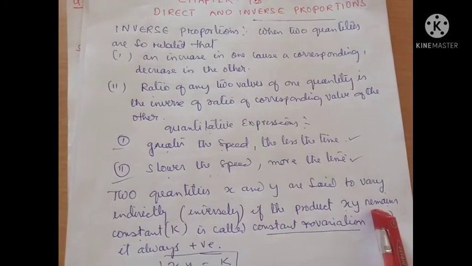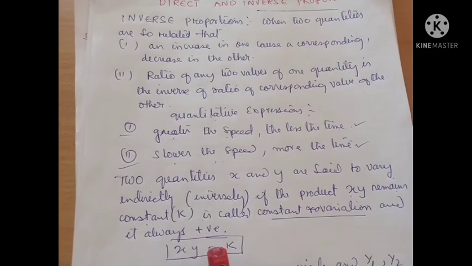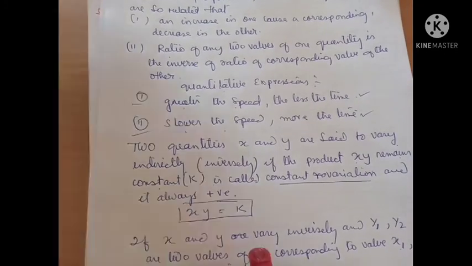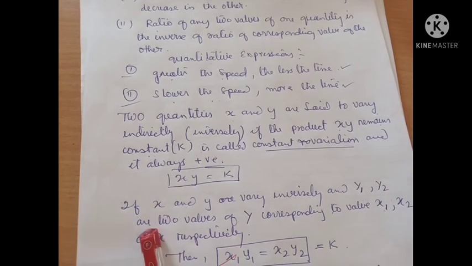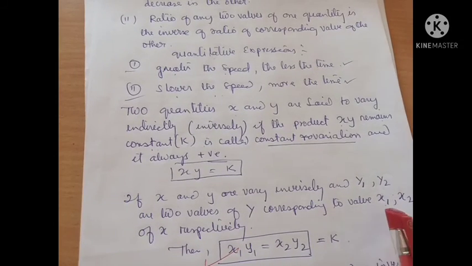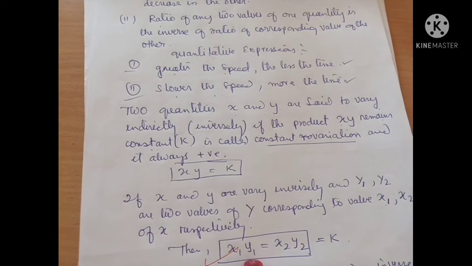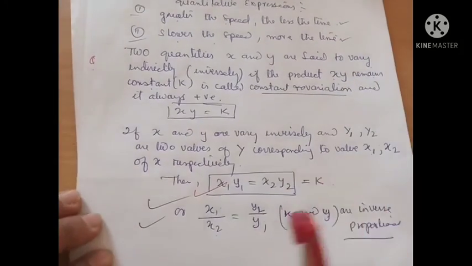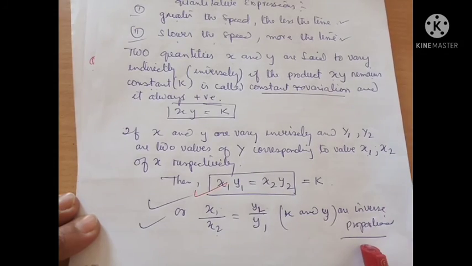If the product of x and y remains constant, k is called the constant of variation, and it should always be positive. So xy is equal to k, a constant. And again, if x and y vary inversely and x1 and x2 are two values of x corresponding to the values y1 and y2 of y respectively, then x1 into y1 is equal to x2 into y2 is equal to k. In the ratio form, as a fraction, x1 divided by x2 is equal to y2 divided by y1. These are in the form of inverse proportion.